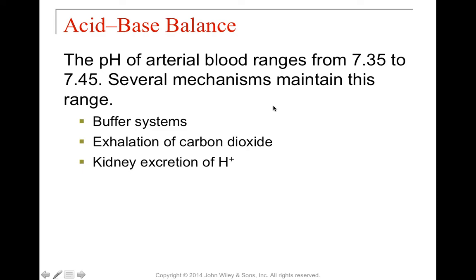Okay, so let's talk about the acid-base balance in your body. So the pH of your arterial blood is normally from 7.35 to 7.45. Now that's pretty tight, you guys. And we have a lot of different buffers or mechanisms that maintain that pH range. So the first one are buffer systems, and these are super important. These are ways in which we can absorb extra hydrogen ions or secrete extra hydrogen ions if we end up too far in either direction on the pH scale.